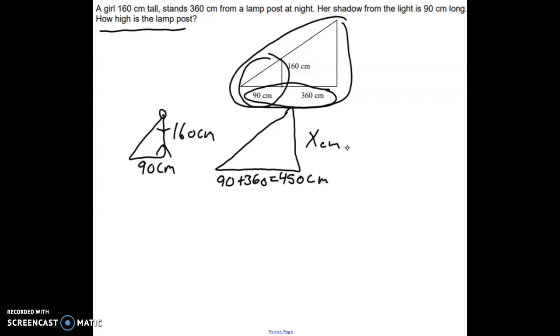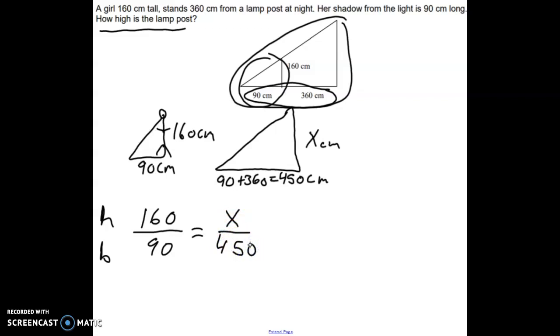Because these are proportional, we can set them up as a ratio. A ratio, remember, is a fraction. So I'm going to put my height on the top and the base on the bottom of my ratio. My height is 160 on the small triangle and 90 on the bottom. For the large triangle, the height is the unknown, so we're going to put an x. We know our base is 450.